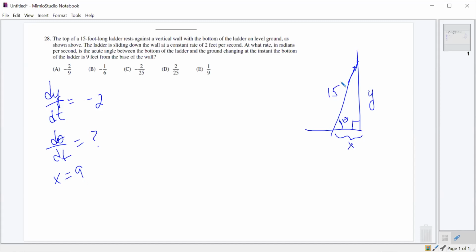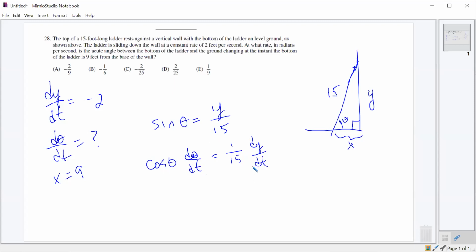So then all we want to do is relate the theta with the y, because we know the rate of change of y and we're looking for the rate of change of theta. So the easiest way to do that would just be sine theta equals y over 15. Then all we need to do is take the derivative of both sides of this equation with respect to t. So the derivative of sine theta ought to be cosine theta, d theta dt, and the derivative of y over 15 ought to be just 1/15 dy dt.